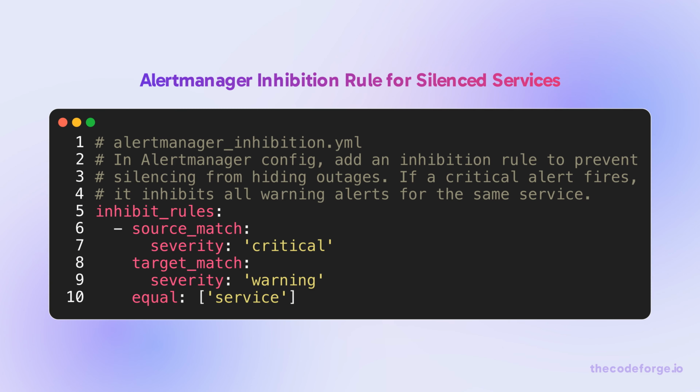The article warns against silencing alerts, but doesn't show how to prevent silencing from hiding outages. Use Alertmanager inhibition rules to suppress lower severity alerts when a critical alert is firing, ensuring the outage is visible even if a specific alert is silenced.